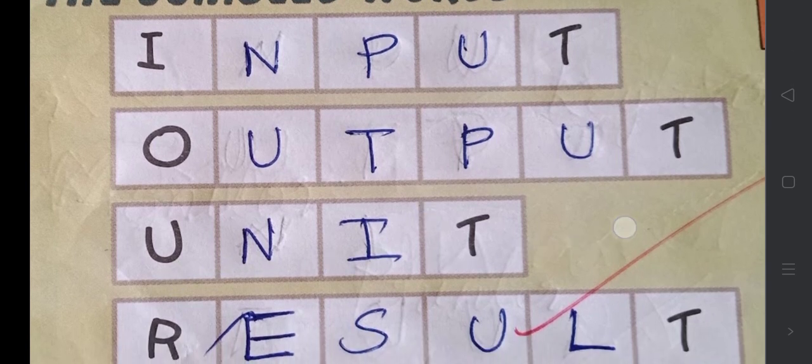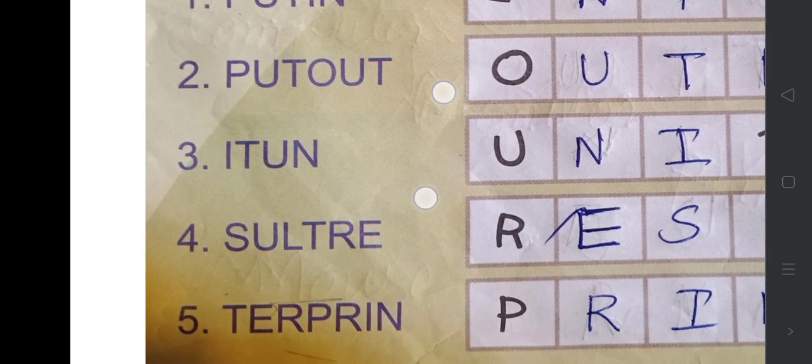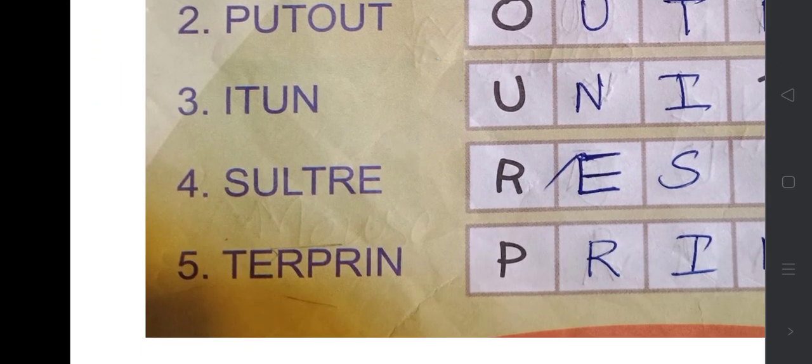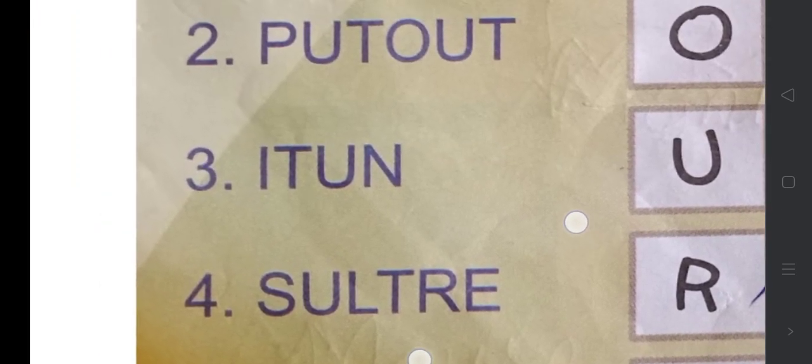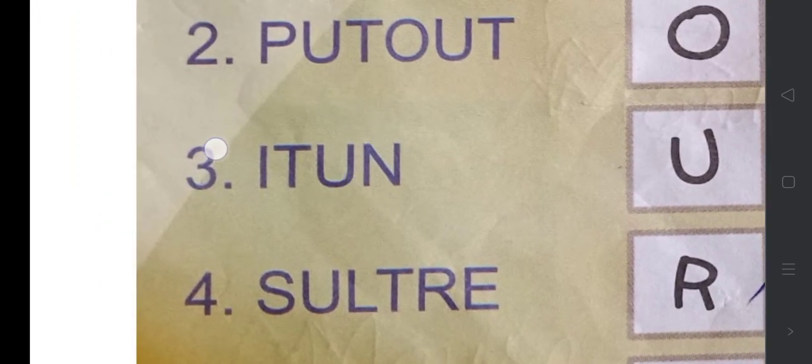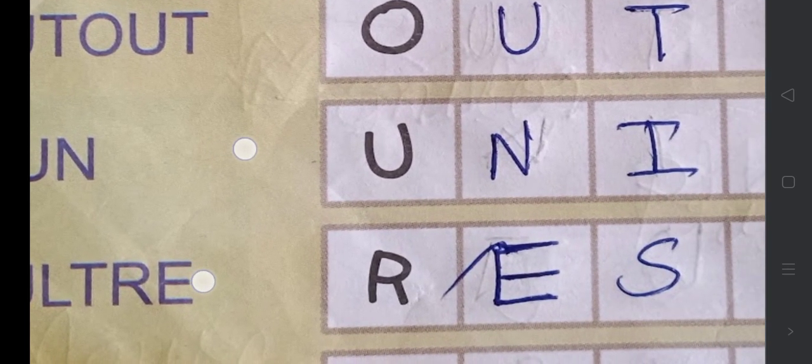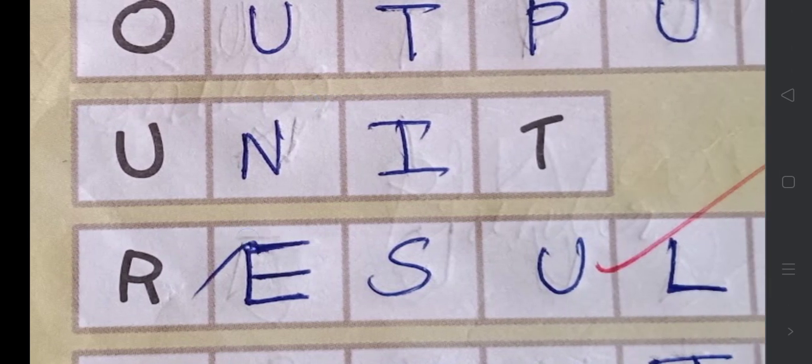Then you see the third one. What is this? It, un. There is no meaningful word, so you should rearrange it. You should bring this un in front, then this will become unit. See here, unit.